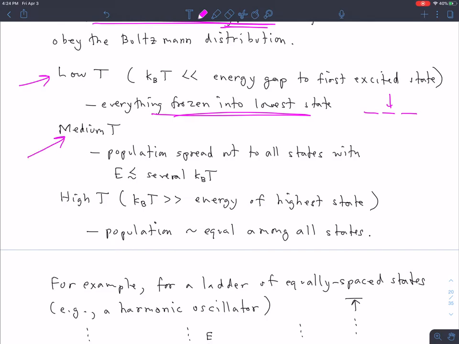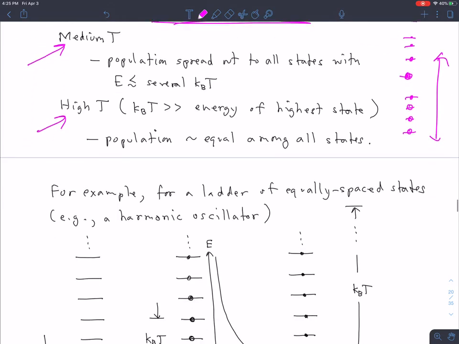If you're at some kind of medium temperature, then things spread out. You've got a few states here. You start getting some population in the excited states, but the higher the energy of the excited states, the smaller the population gets. Rapidly, actually, because it's an exponential dependence, remember. And finally, if you're at high enough temperature so that there's way more thermal energy than the highest energy you need, then you spread the system out entirely, and all the states have equal population.